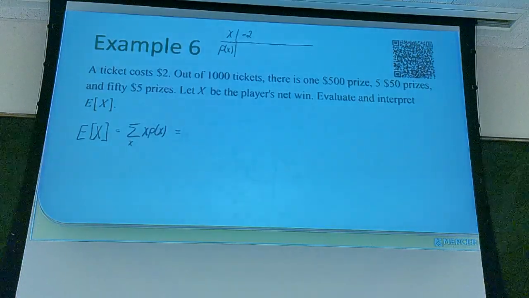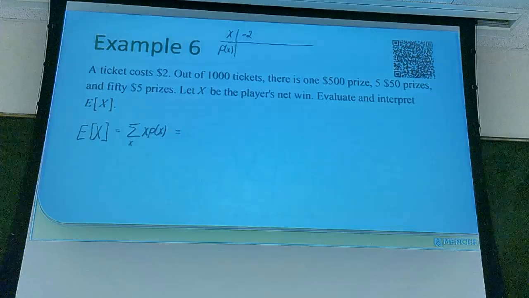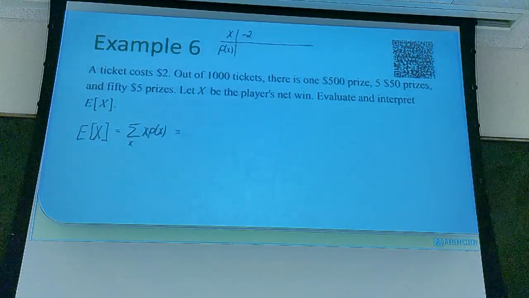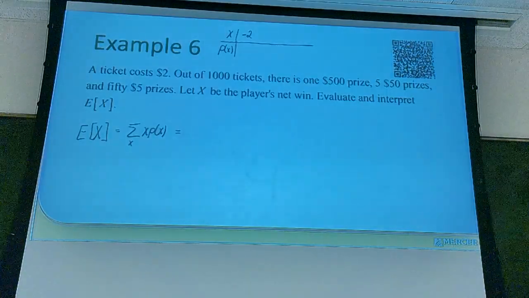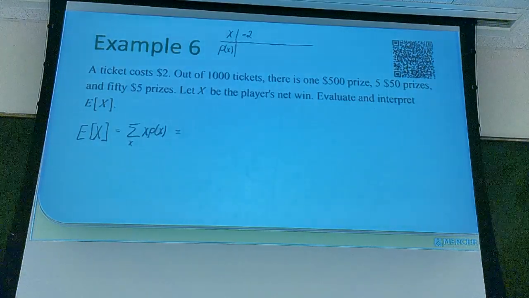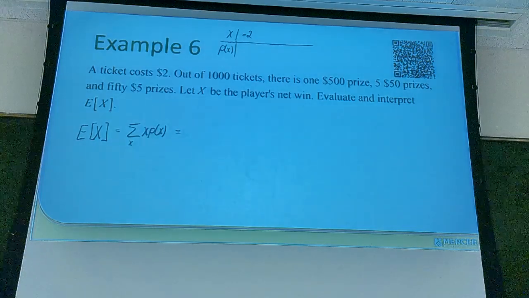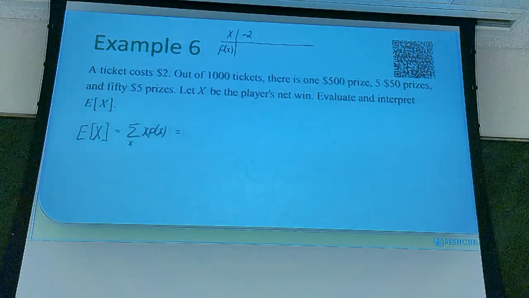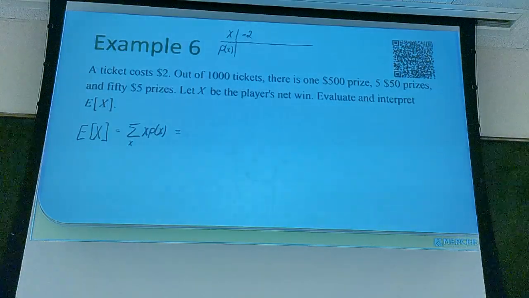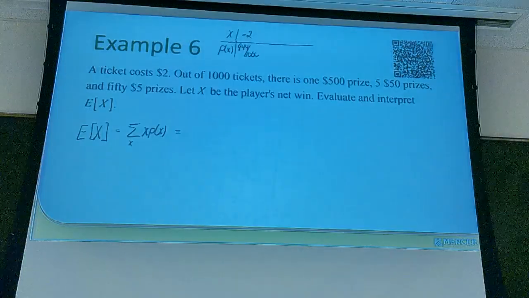What is its probability? It'd be 1,000 minus 56 out of 1,000, right? So there are 56 prizes. So it's 1,000 minus 56. 944. And you can easily do that, right? Divided by 1,000, it's just 0.944.